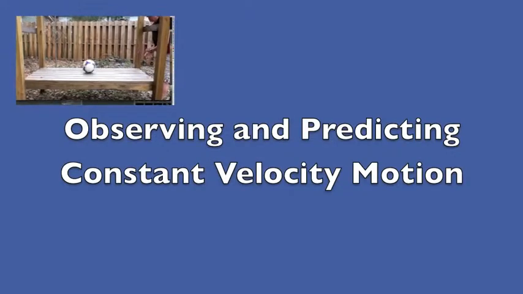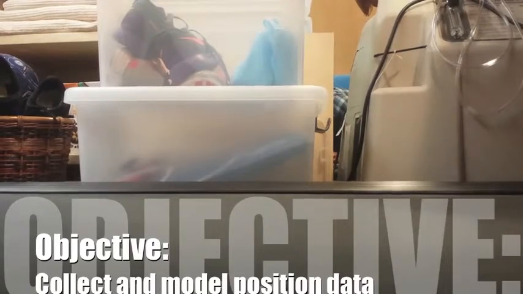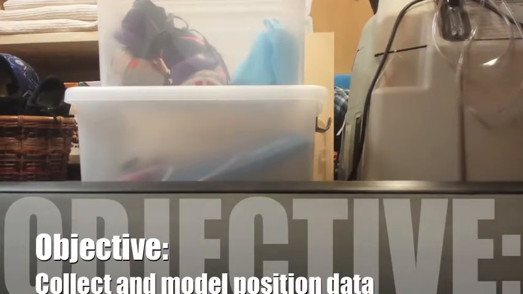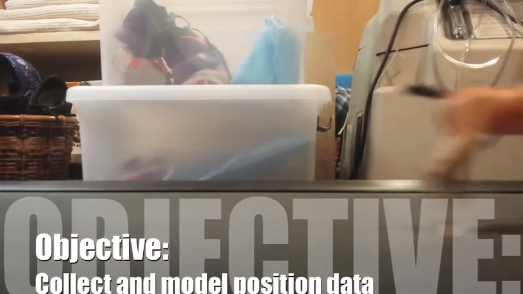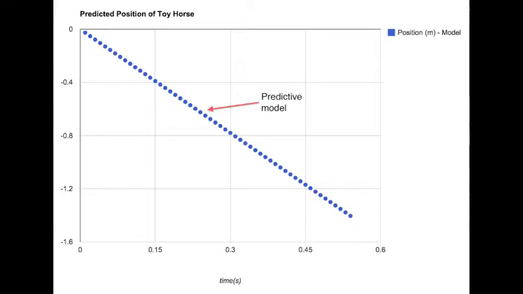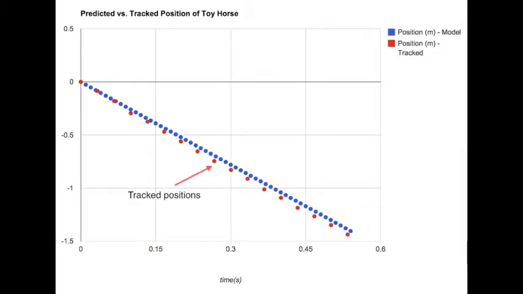Observing and predicting constant velocity motion. Our objective for this experiment is to collect position data for a moving object, which is the horse on the treadmill coming up. We will then use this data to form a predictive model, which we will then compare to our tracked data.